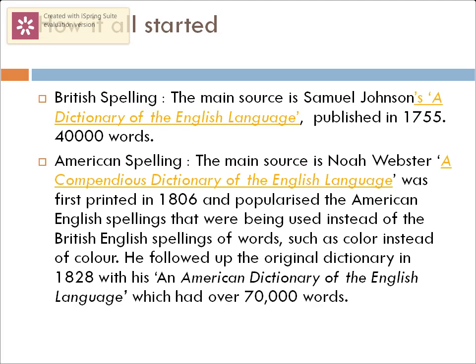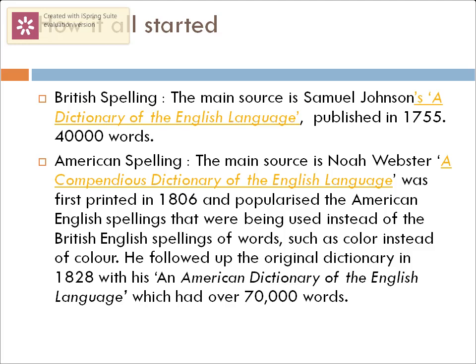Now, American spelling was standardized, and the main source of it was Noah Webster's A Compendious Dictionary of the English Language, published in 1806. And this popularized the American English spellings that were being used at that time, like COLOR instead of COLOUR, the British English spelling for color. He followed up his original work with an extension of it in 1828, An American Dictionary of the English Language, which contained more than 70,000 words with particular American English spellings.